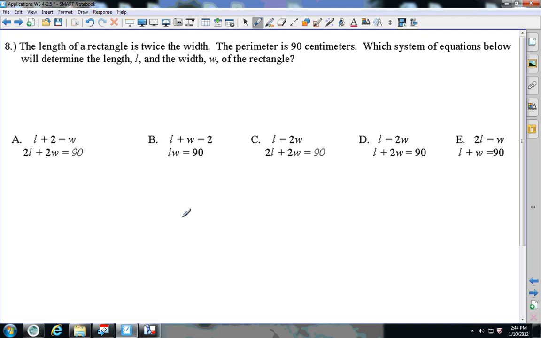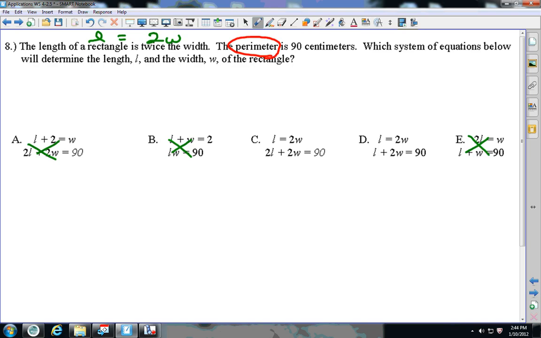The next one, the length of a rectangle is twice the width, and the perimeter is 90 centimeters. Which system of equations below will determine the length L and the width W of the rectangle? The length is twice the width. Well, let's see. L equals 2W. There it is right there. This one does not say it. So these cross out.